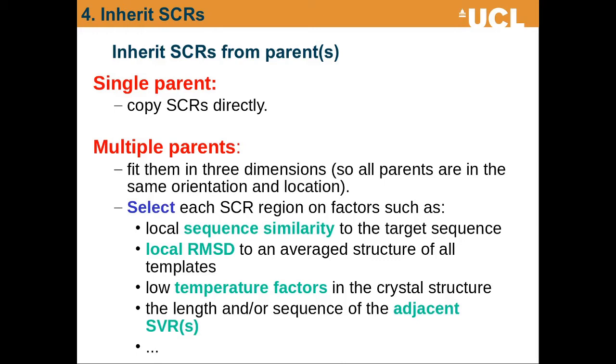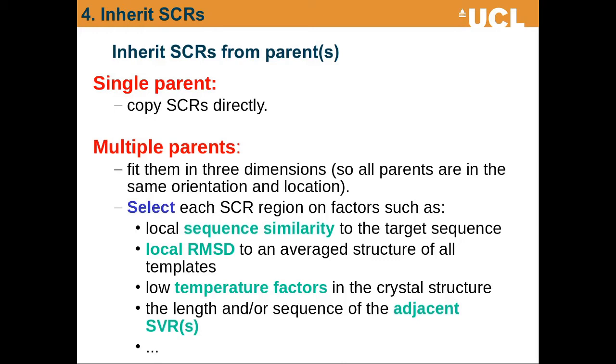If we have multiple parents, it's a bit more complicated. What we need to do then is fit them in 3 dimensions so that all parents are in the same orientation and location, and then choose each structurally conserved region from one of those parents. To do that, we could look at factors such as the local sequence identity or similarity to the target sequence. We could look at the local RMS deviation, in other words, structural similarity to an average structure of all the templates. Now you might say, why not just use an average structure?